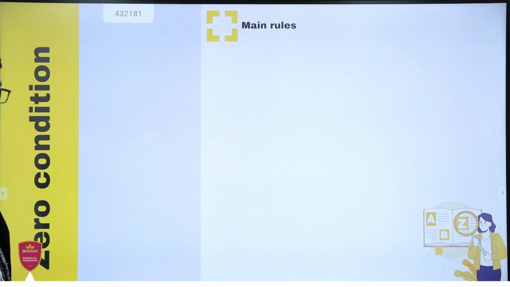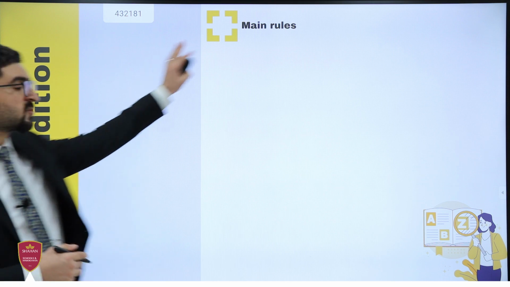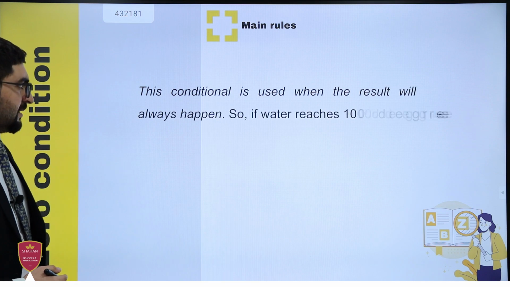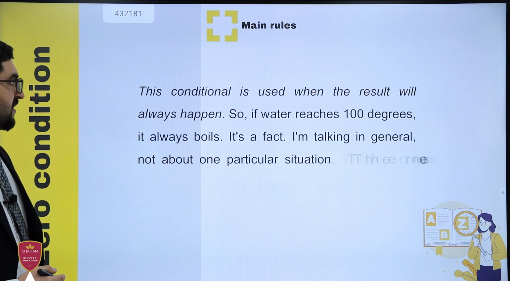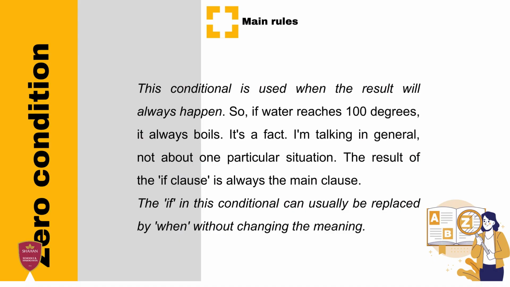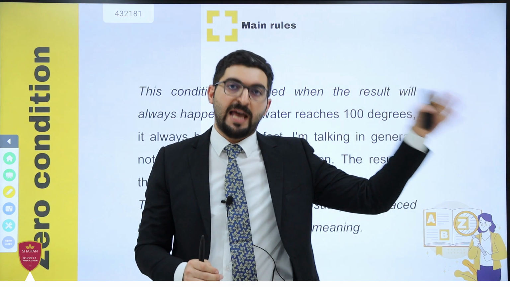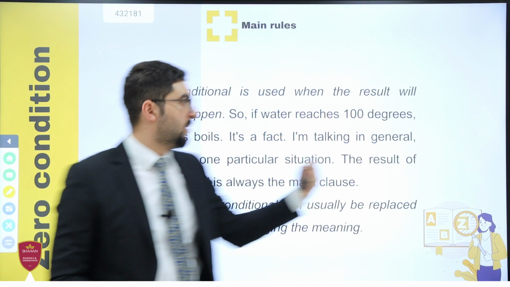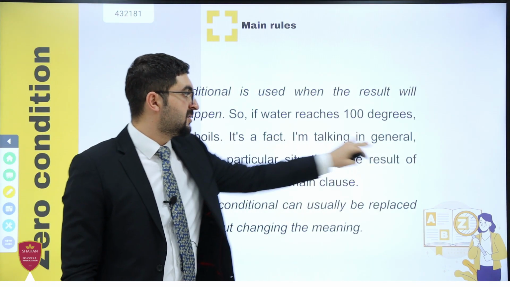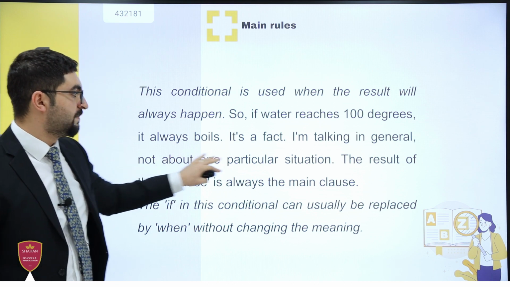So let's explain the zero condition. What is zero condition? Zero condition, main rules. So this conditional is used when the result will always happen, okay? Look at this example. If water reaches 100 degrees, it always boils. Simply it means the result always happens, okay? For example, it is a fact. I'm talking in general, not about one particular situation.